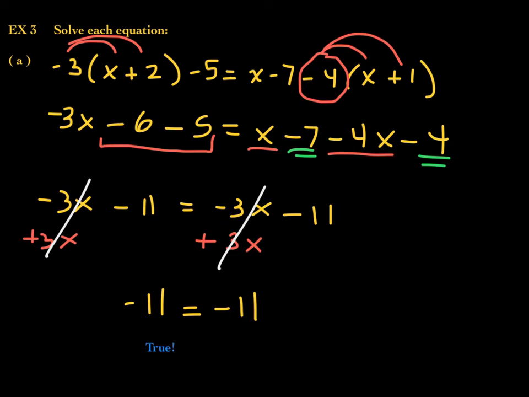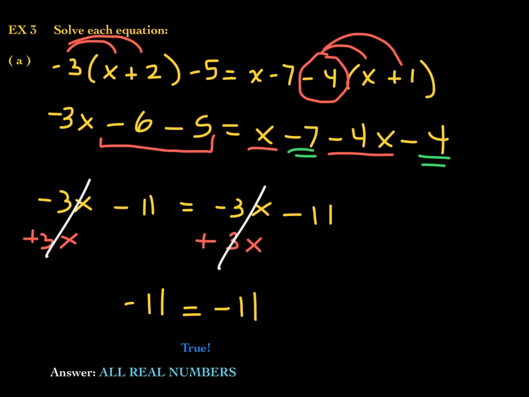Whenever your variables disappear on you, whenever your variables cancel themselves out, and the statement you have as a result is a true statement, then your answer is all real numbers. What this means is no matter what you plug in for x in the original statement, no matter what number you plug in, this statement will always be satisfied. This equation will always be satisfied. That is to say, this statement will always be a true statement.